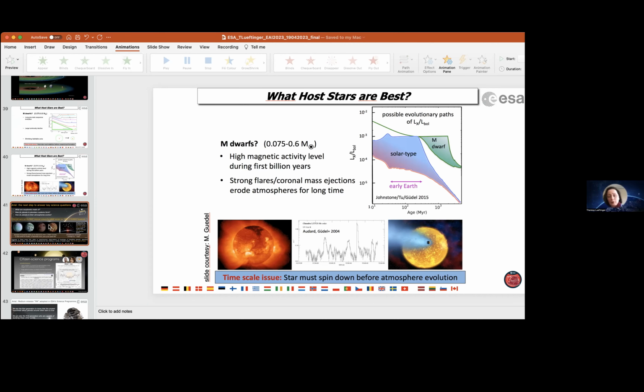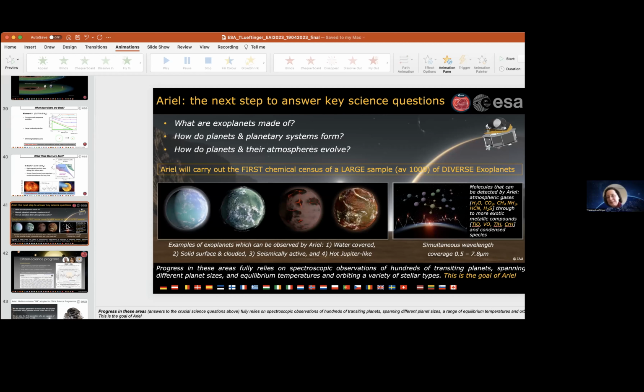So going back to Ariel, we are going to do it all, more or less, if I may say. We are going to observe M dwarfs, K stars, G stars, and also F to A stars. And we want to observe in great detail the 1,000 most interesting targets at the time, to really get a diverse sample, the characteristics of a big sample, and get a lot more information on how, on a systematic basis, exoplanetary atmospheres form and evolve.